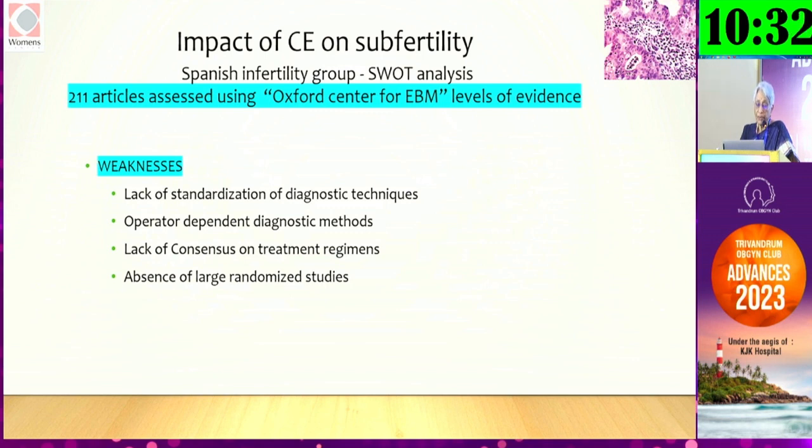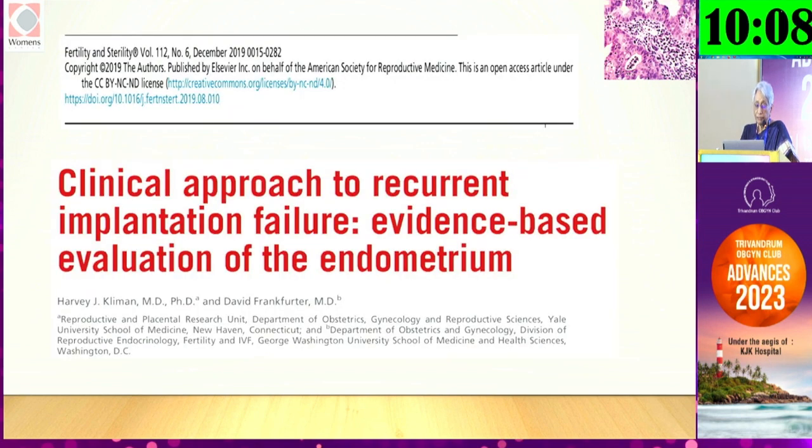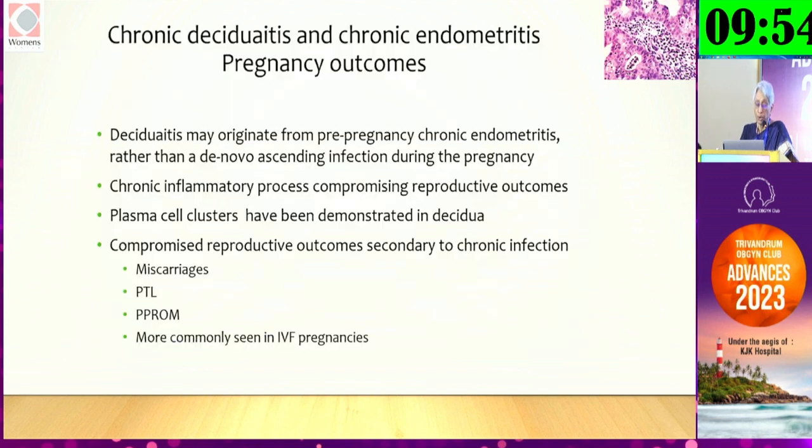Looking at all of the evidences, the only weaknesses are lack of standardization of diagnostic techniques. I told you that it's not easy to diagnose because you're not going to find it just by examining the patient or by the common technologies that you use. And a lot of it is operator-dependent diagnostic methods and a lack of consensus on the treatment regimen still, and absence of very large randomized studies. But today, most people agree that the clinical approach to recurrent implantation failure should also be based on evaluation of the endometrium a bit more closely.